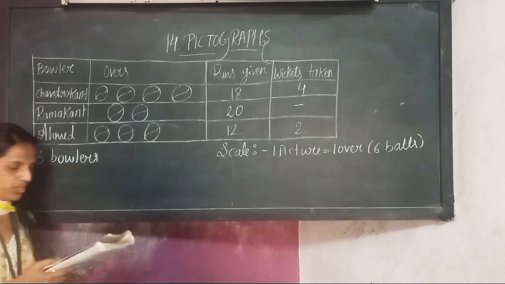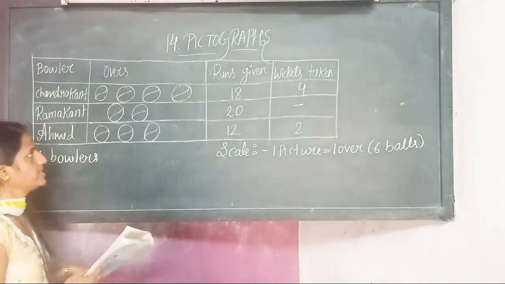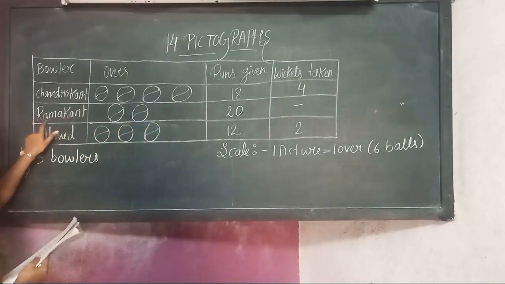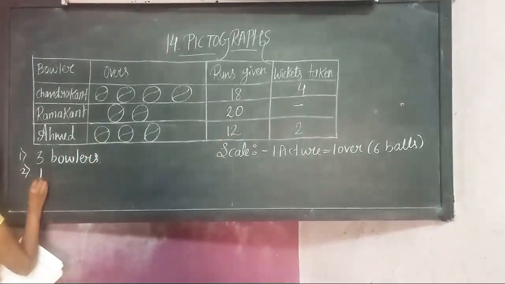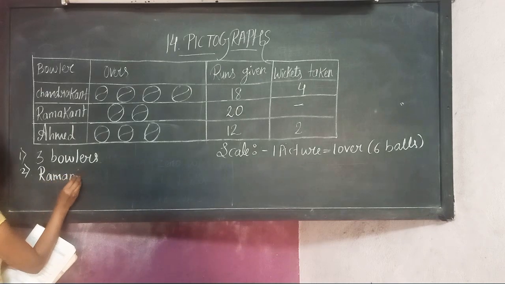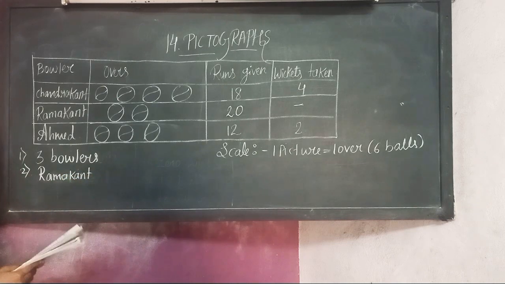Okay, now let's see the second question. Who gave away the most runs? Most means highest. Who had made the highest run over here? Ramakant, who had scored 20 runs. So write down the answer: Ramakant scored the highest runs, or the most runs.